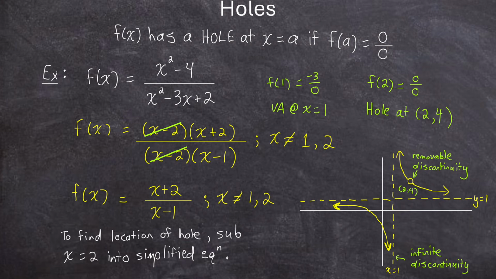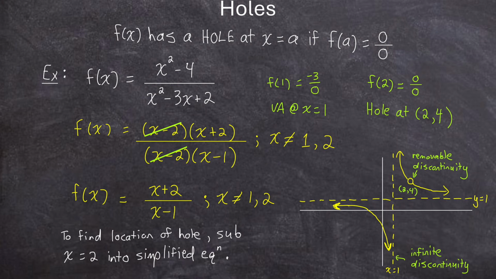And also I want to point out the limits of this function as they approach the restrictions on x. As the function approaches x equals 1 from the left, it goes down to negative infinity, and from the right, it goes up to positive infinity. That's always what happens as you approach a vertical asymptote. But what happens as the function approaches an x value of 2 is the function approaches the finite value of 4, which the hole is at.